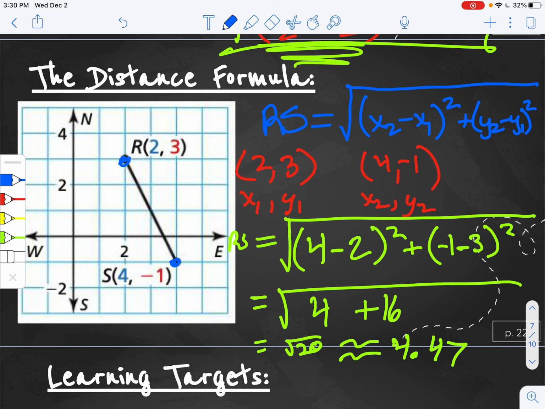So again, what I am expecting to see on homework is that you, at the very least, set up your formula and fill in those points in your formula, and then some process of you solving. Okay, and what this answer tells us is that the distance from R to S is 4.47, and we don't have feet, meters, whatever, so just 4.47 units is the distance between those two things.